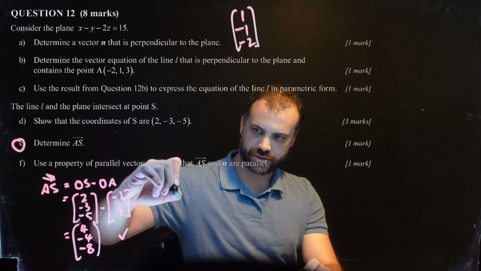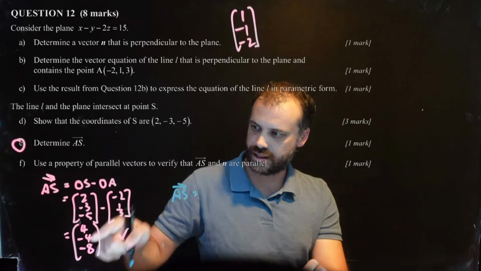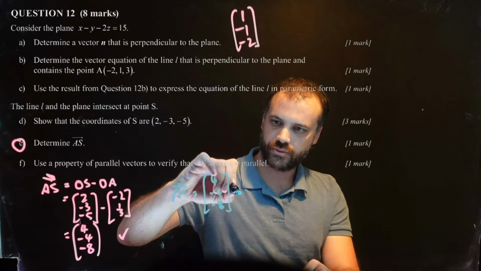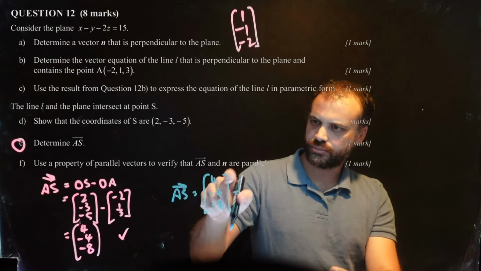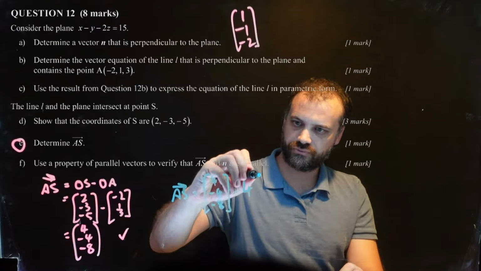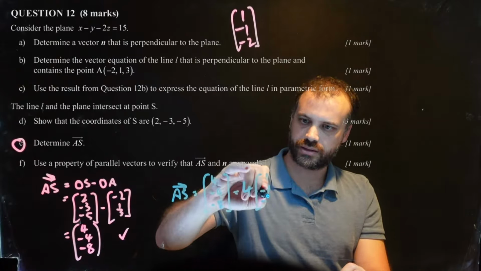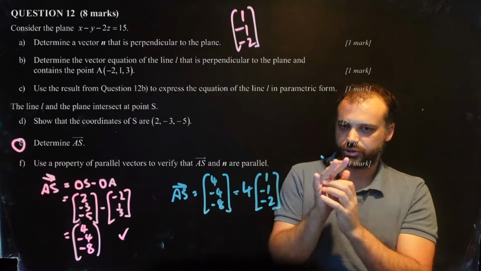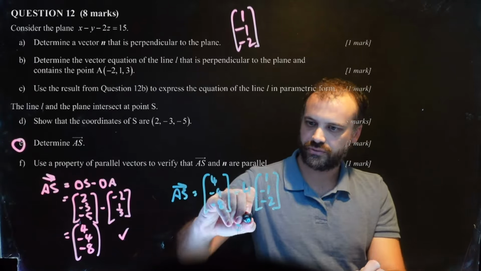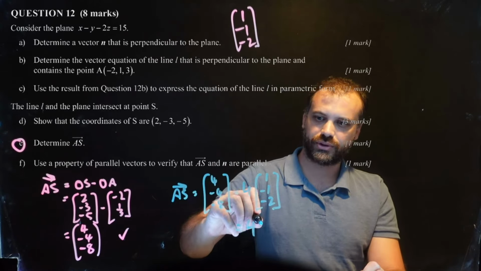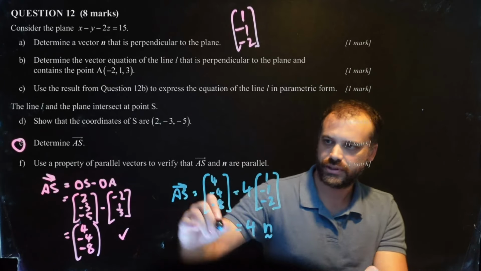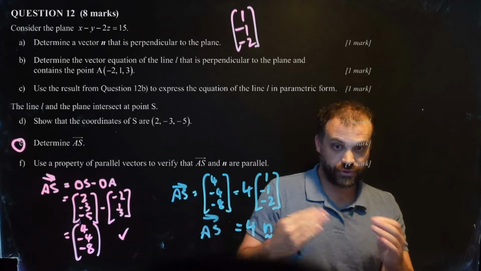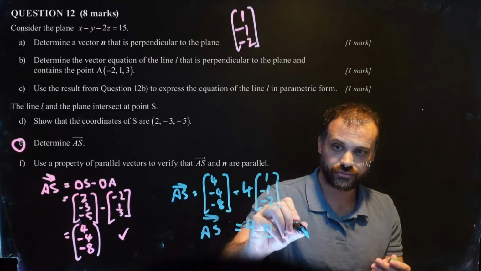So I think we can do this super fast. We can just say that AS is equal to (4, -4, -8), which is equal to, I can factorize it, 4 times (1, -1, -2), and look at that, right? And just to put a pretty little bow on it, what are we calling that? We're just calling that vector n, aren't we? So we're saying that vector AS is equal to 4 times the normal, therefore parallel.